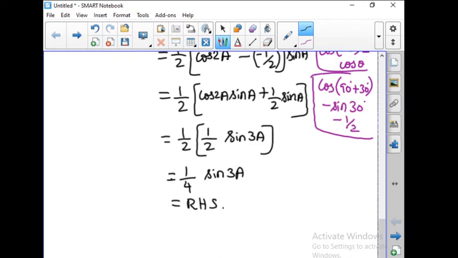Similarly, you can try with the next two proofs, that is with identity 3.16 and identity 3.17. You can try it in your homework. Okay.